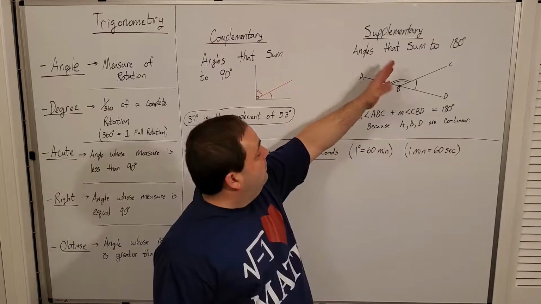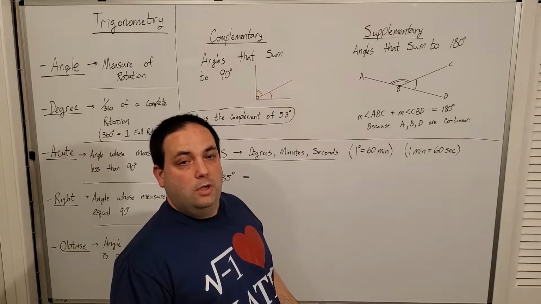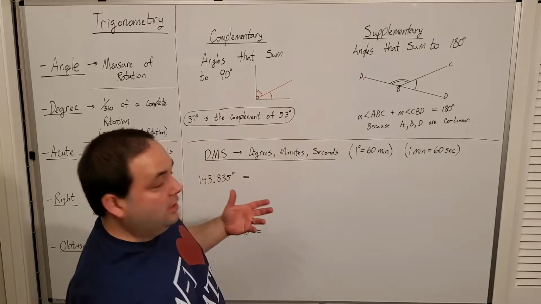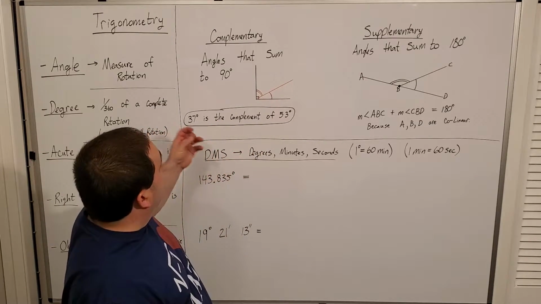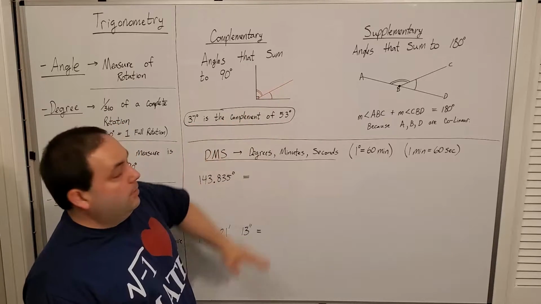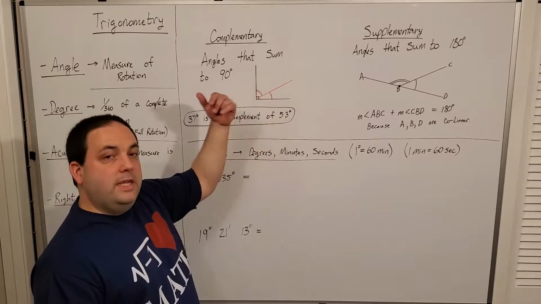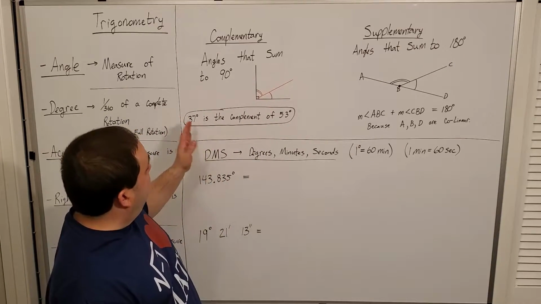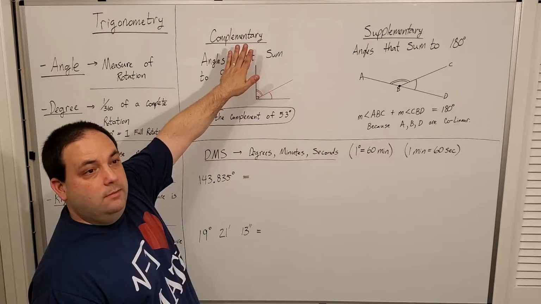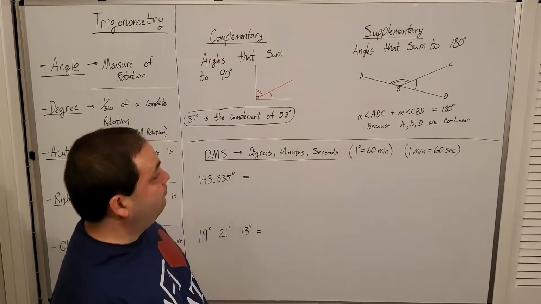Also supplementary, when you have two angles that add up to 180 degrees when you add their two measures. Okay? And here's some of the languages, and here's some examples of what goes along with that. I could say 37 degrees is the complement of 53 degrees. Why? Because 37 plus 53 is 90. So a 37-degree angle and a 53-degree angle are complementary. But I can also say one is the complement of the other.